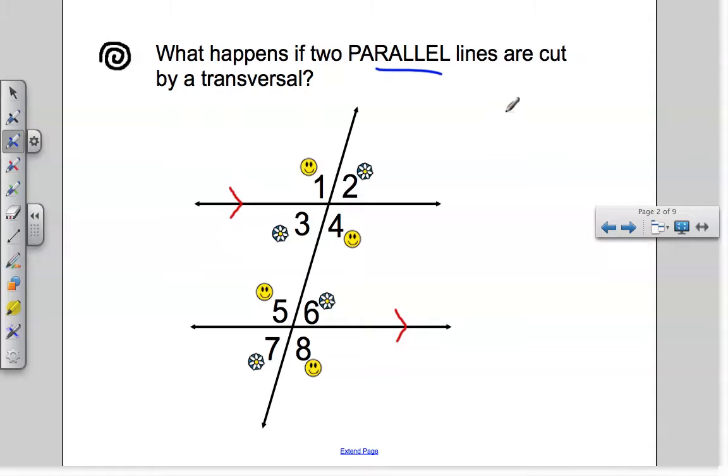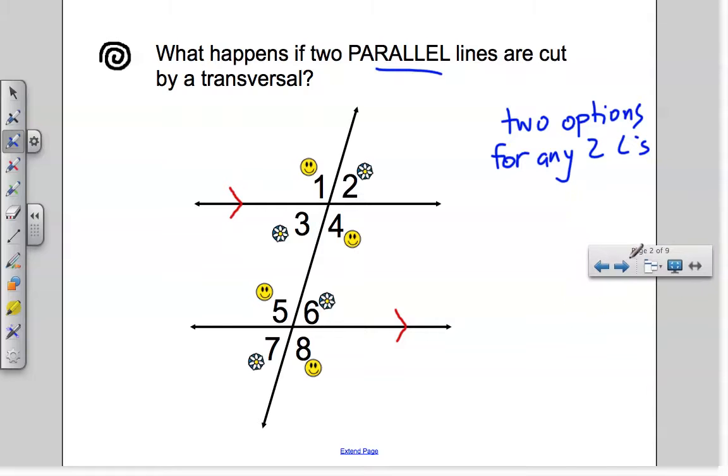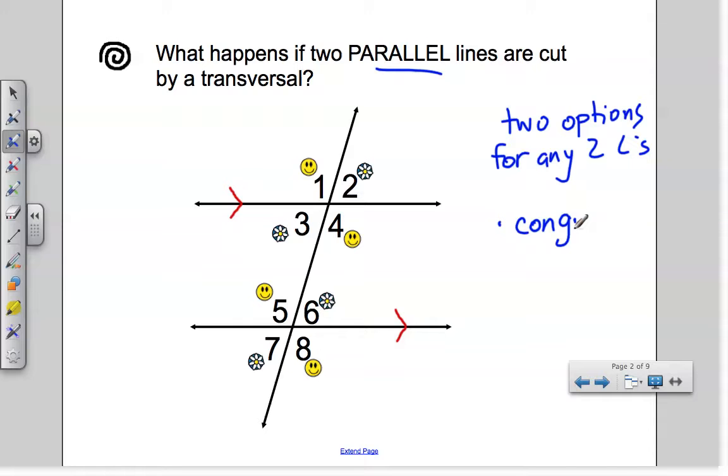When parallel lines are cut by a transversal and you pick two angles, you have two options for any two angles. There's my angle symbol in plural. Either they're congruent, exactly the same, or they are supplementary, meaning they add to 180. One way to tell: are they a special angle pair? Because then they're congruent. Is there one obtuse and one acute angle? Because then they're supplementary, meaning they add to 180.